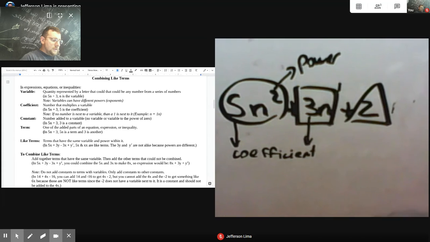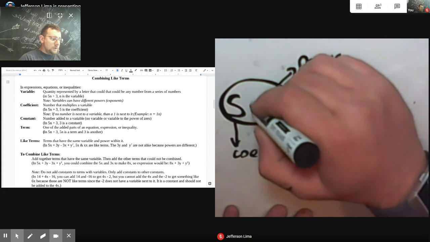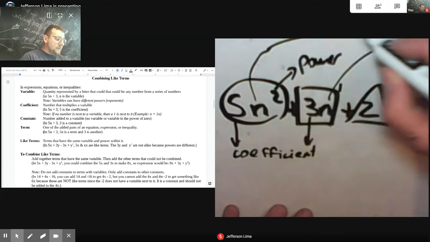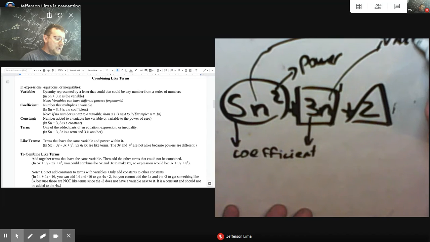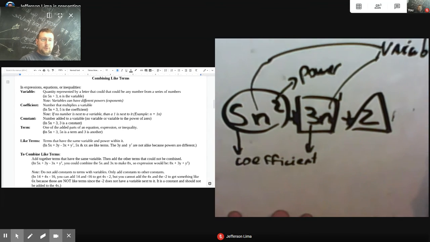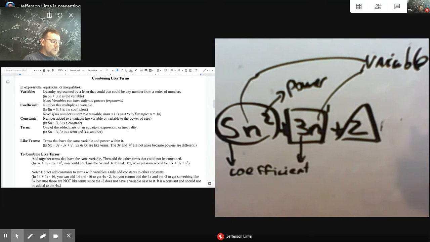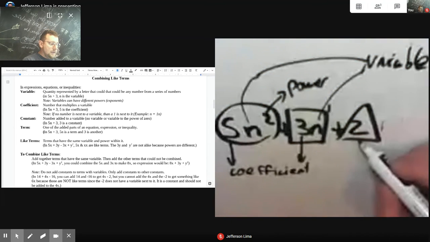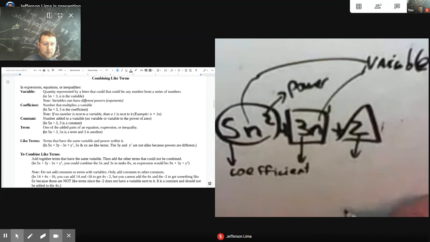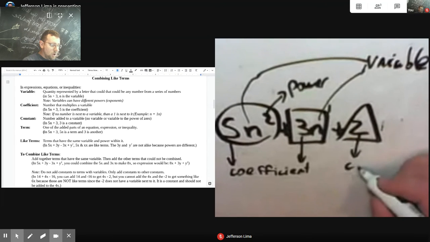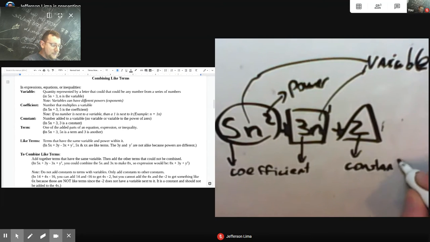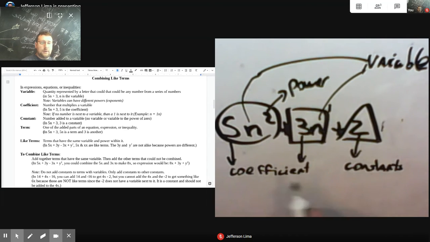There's also these letters, right? So what are these letters called? The letters are called variables. And even though the variable here is the same, because their power is different, you cannot put them together, because they're not the same, right? Finally, numbers without variables, or variables to the power of 0 like I just said, are called constants, all right? And these are also not possible to add to the others because they're not the same, right?